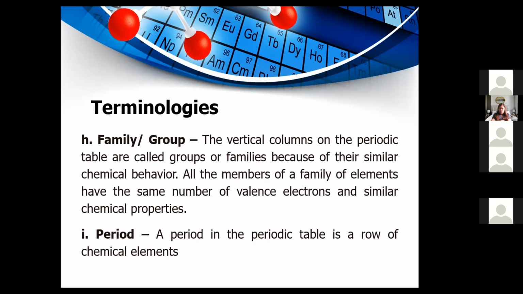Next is period. A period in the periodic table is a row of chemical elements. So this is also a way to identify or to sort out the elements in their own columns.